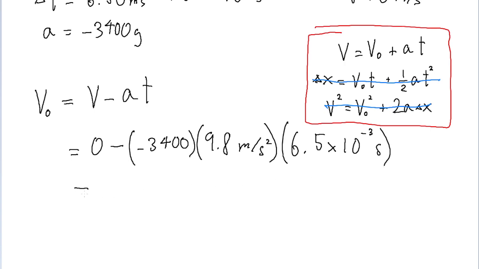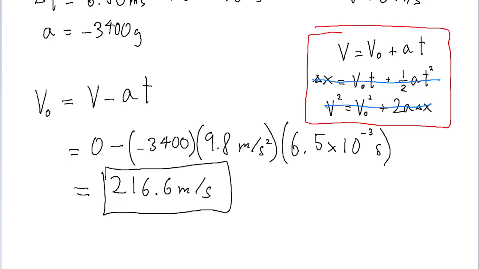If we put all this into a calculator, then we find an initial speed of about 216.6 meters per second. So according to the black box, the plane had a speed of about 216.6 meters per second just as it was beginning to crash. And that is our answer.